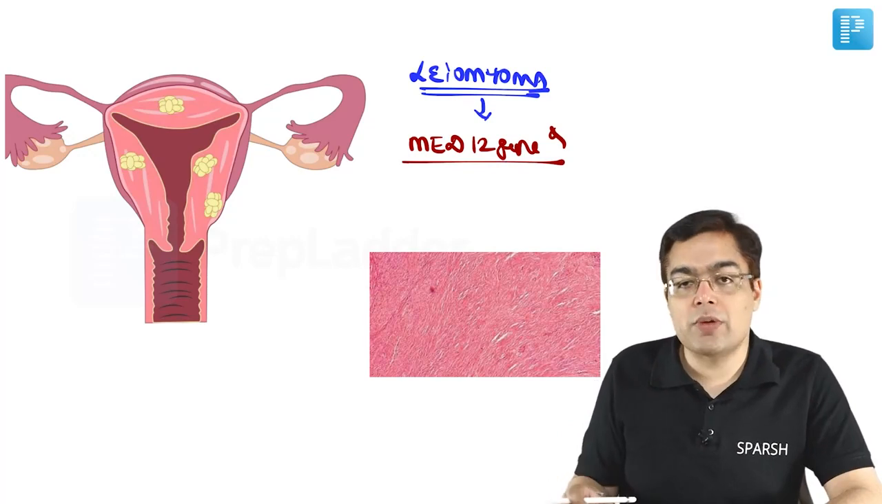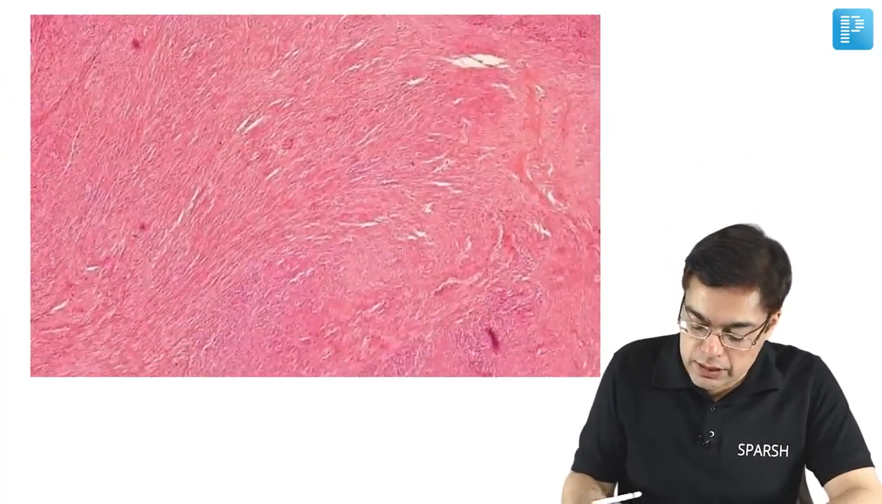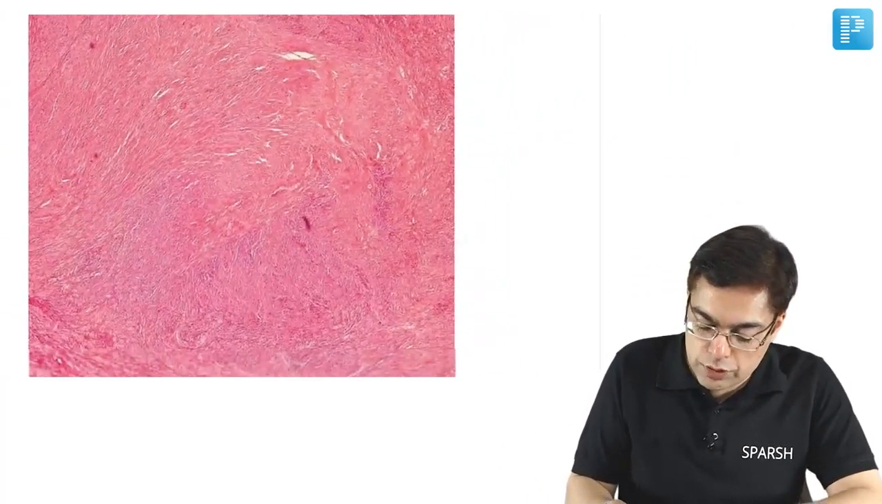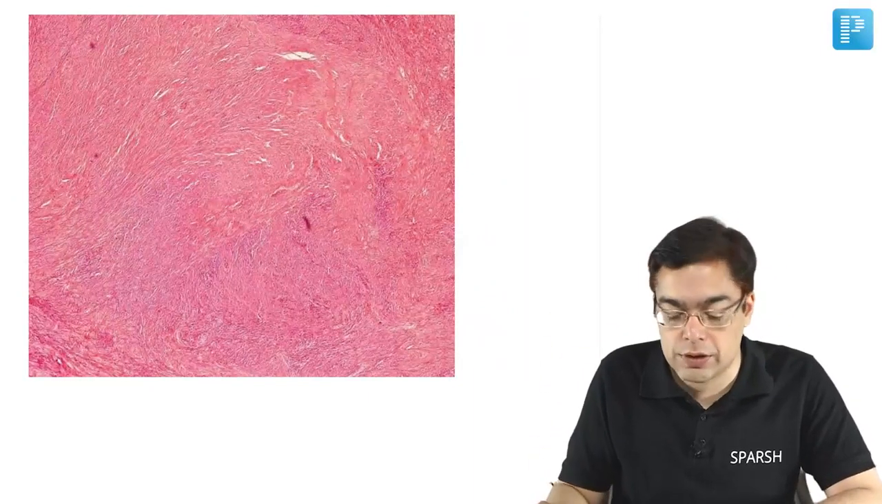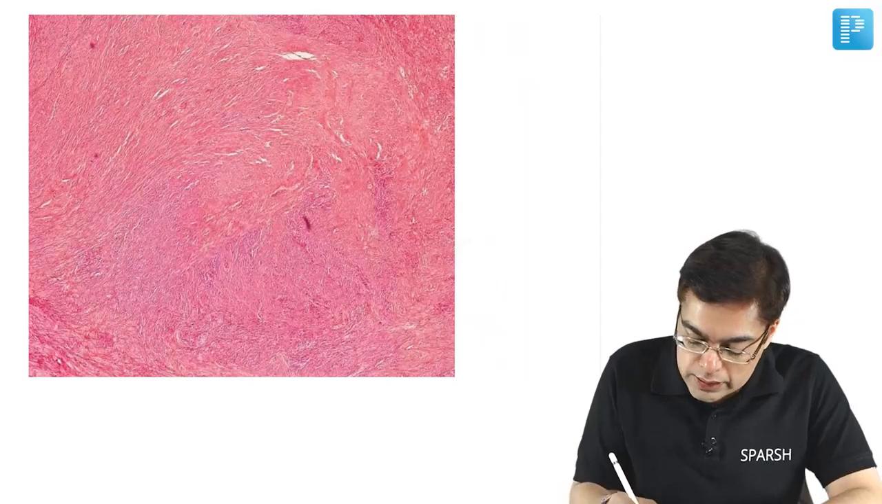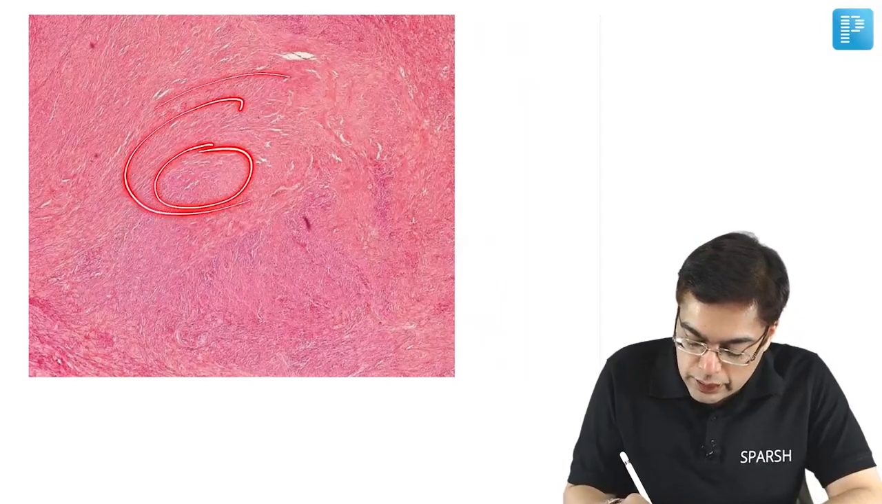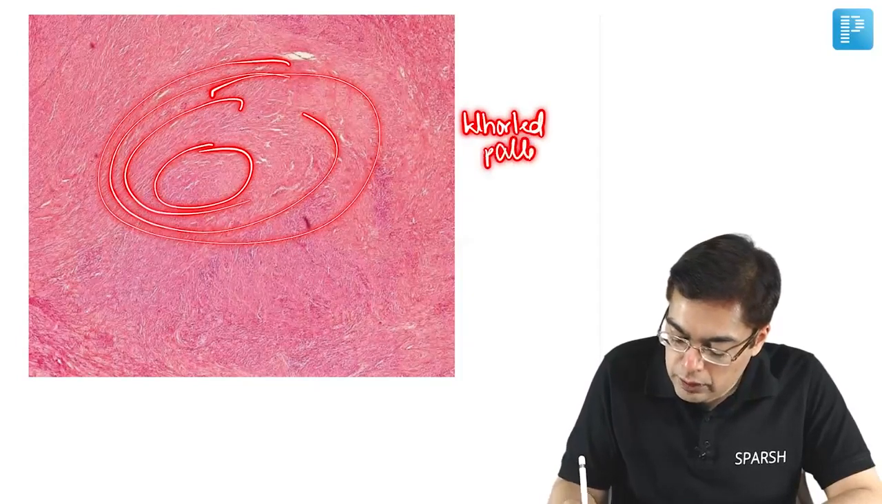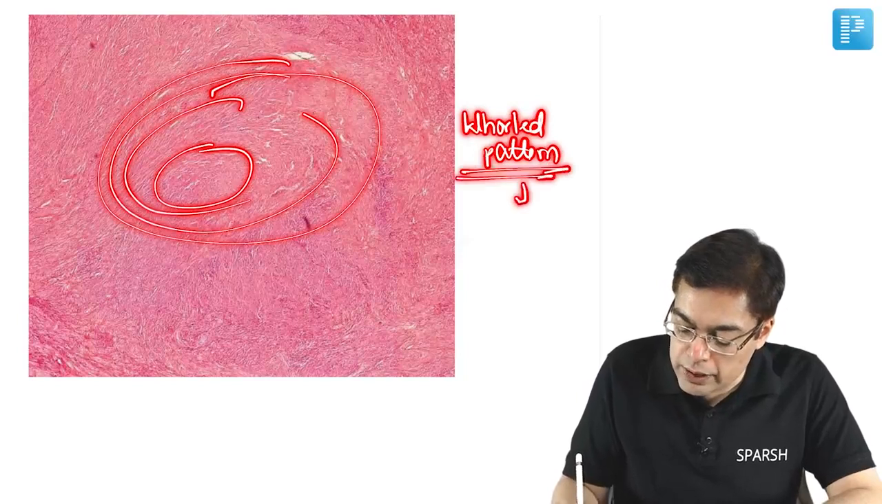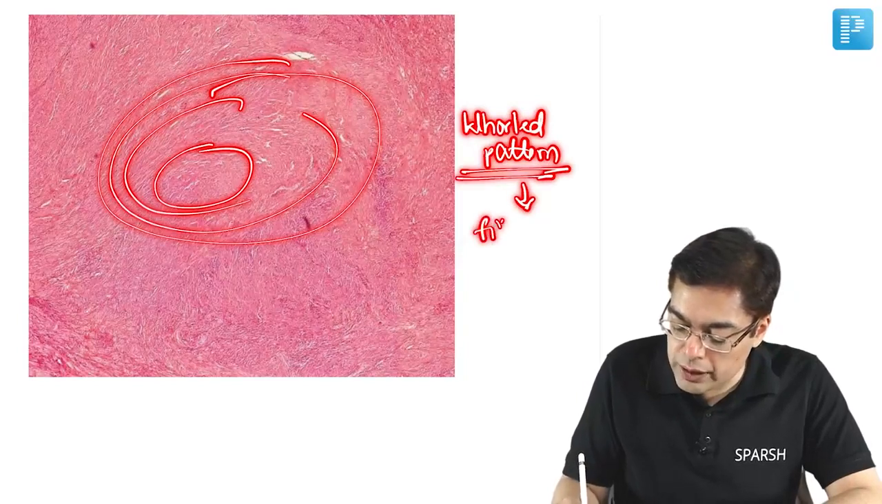So far as the gross as well as microscopic characteristic finding of a leiomyoma is concerned, it is going to have the presence of smooth muscle cells which are well circumscribed and arranging themselves in a whorled fashion. When you are looking at a slide, you can make that out as well. You're going to have the presence of what is defined by the name of whorled pattern. So smooth muscles in a whorled pattern is what is suggestive of a leiomyoma, also given the name of a fibroid.